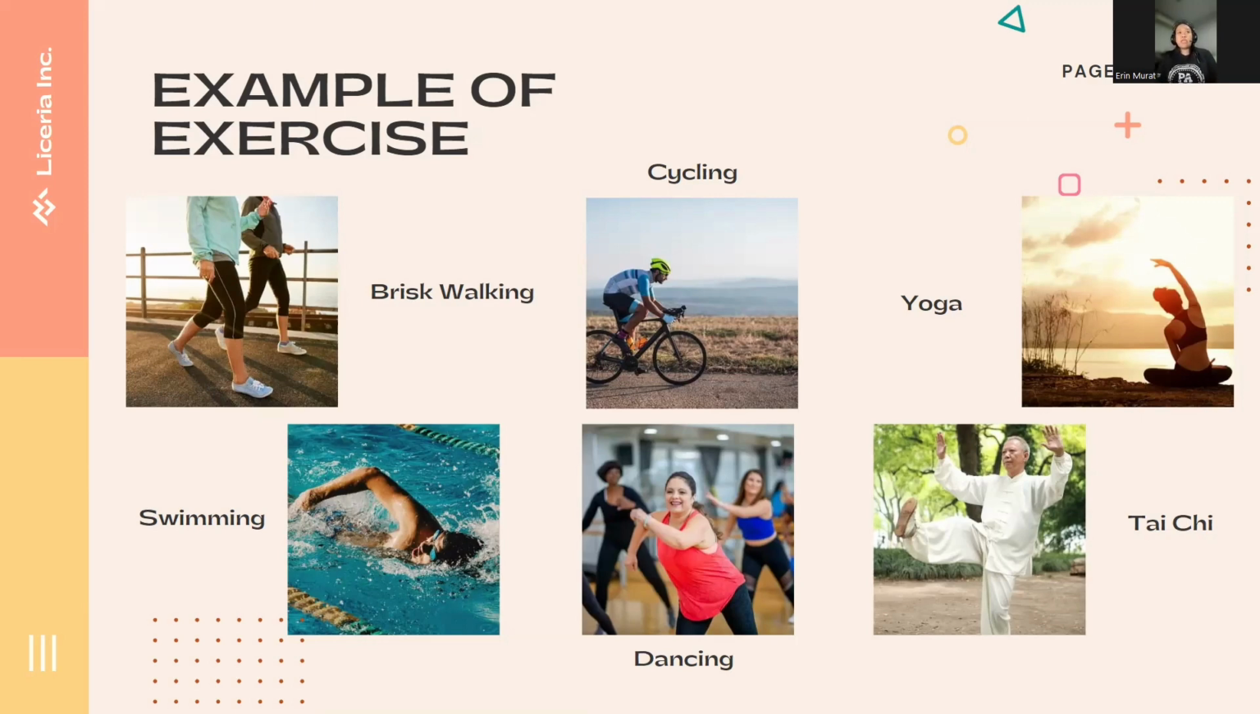Next, swimming is a low impact exercise that is gentle on the joints, but it provides a full body workout and can be a refreshing way to stay active. Next, dancing. Whether it's a dance class or just dancing around the house, it's a fun activity that can get the heart rate up while also improving coordination and flexibility. For Tai Chi and yoga, these mind body exercises offer a combination of gentle movements, deep breathing, and relaxation techniques, and are great for improving flexibility, balance, and reducing stress.